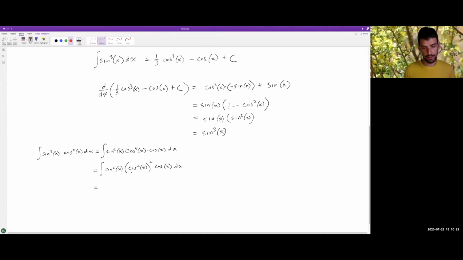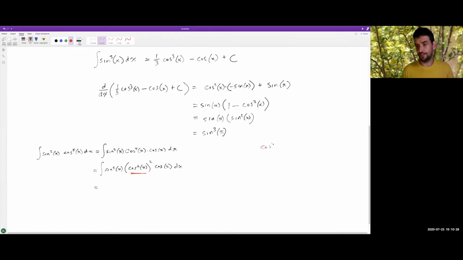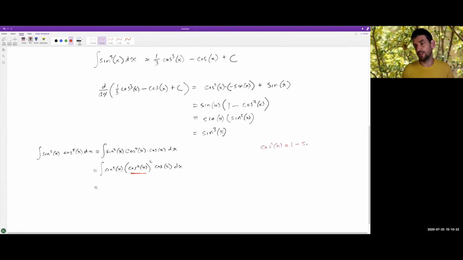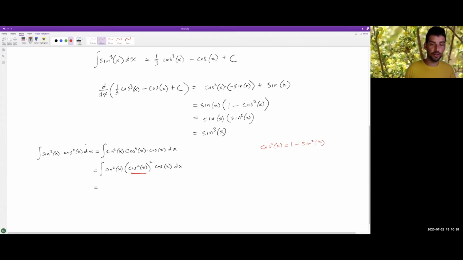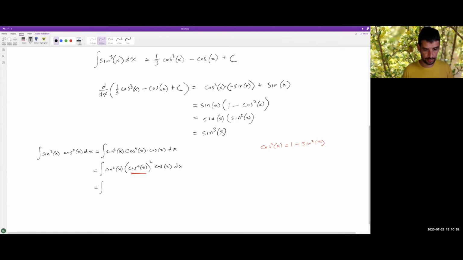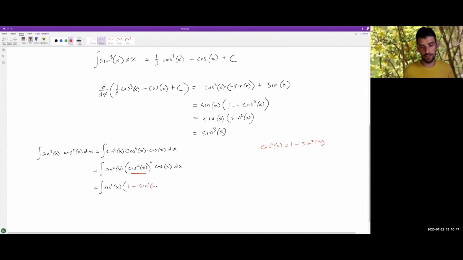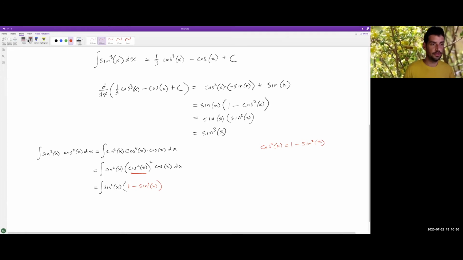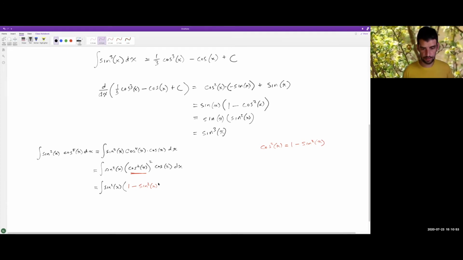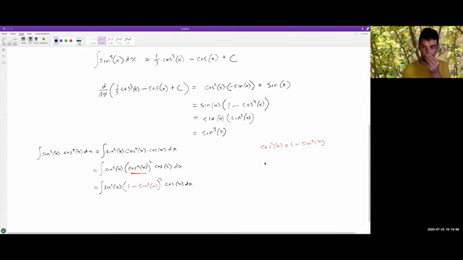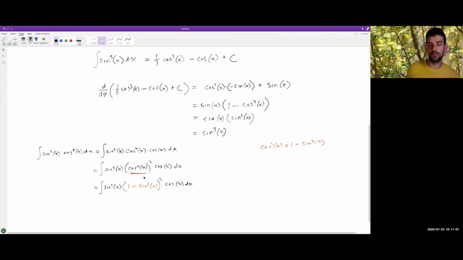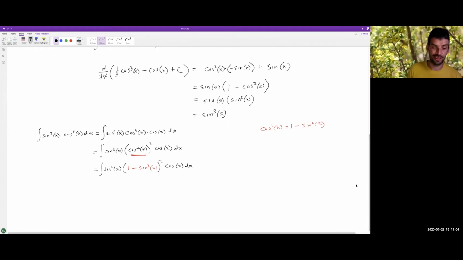Now, this cosine squared in here, remember that identity from before, cosine squared x is equal to 1 minus sine squared x when we rearrange it. I'm going to use that identity here. Sine squared x times 1 minus sine squared x, squared, times cosine x dx. Right, so I've taken that cosine squared and made it into a 1 minus sine squared.